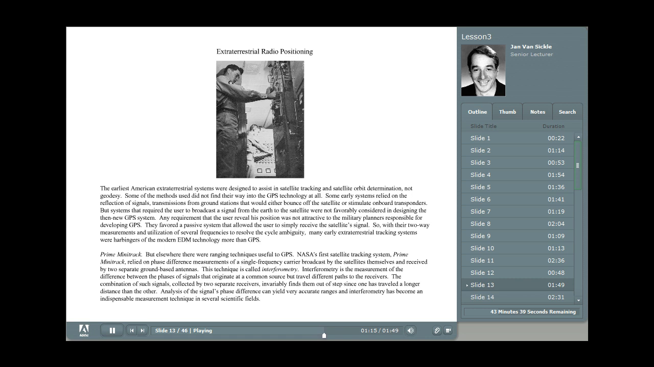It's the measurement of the difference between phases of signals that originate at a common source, but travel different paths to the receivers. Of course, if a signal travels different paths to get to the receiver, it arrives out of phase, out of step with each other. And it's the analysis of this phase difference that allows one to determine extremely accurate ranges. And one of the great advantages of this approach is that it allows the receiver to be passive.